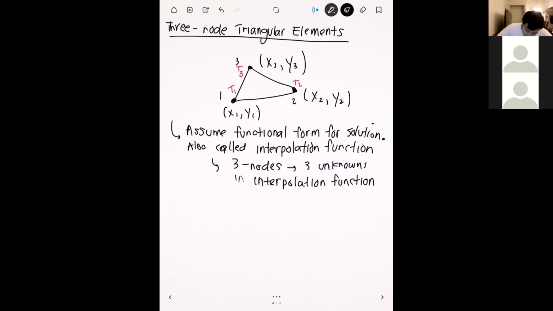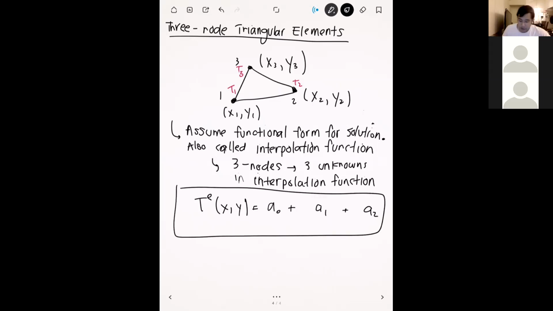And so we'll denote this function as TE. And it's going to be a function of X and Y. And 3 unknowns means that we can have 3 coefficients here. And so we're going to have A0, A1, and A2. And then since this is a linear function, I'm going to put an X next to A1 and a Y next to A2.